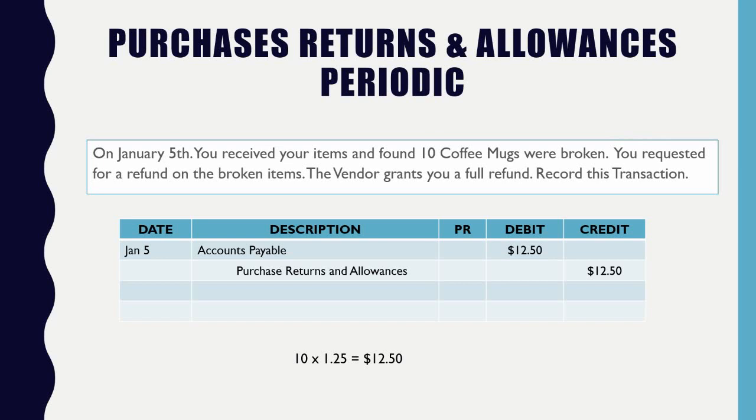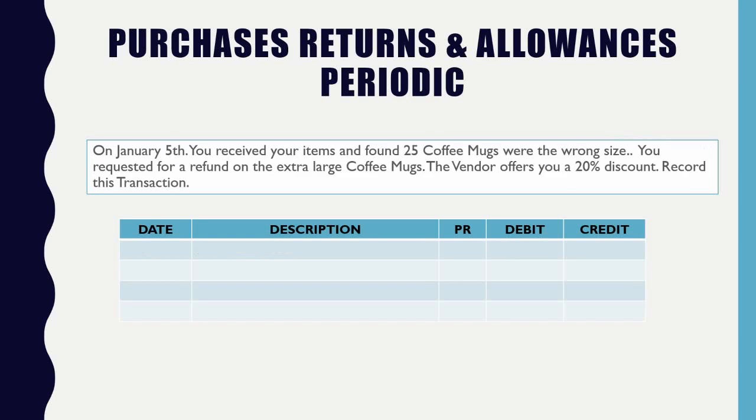All right. That's the only thing that you need to know: the purchase returns and allowances. Now here, notice this. We have purchase returns and allowances. So let's go ahead and dive into the next section here. All right. So here, again, on January 5th, this is scenario 2, okay, two different causes.